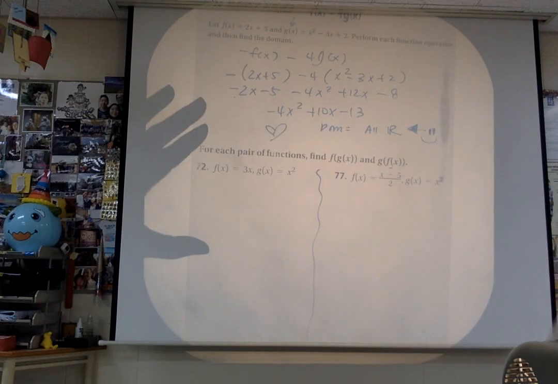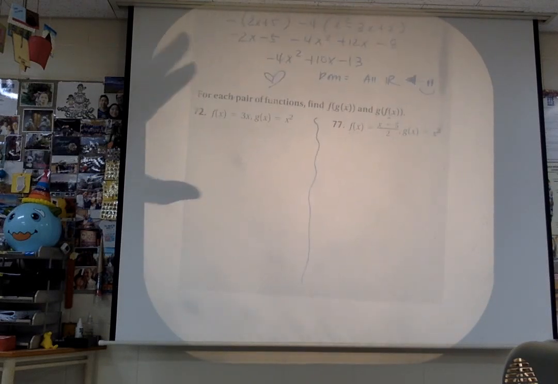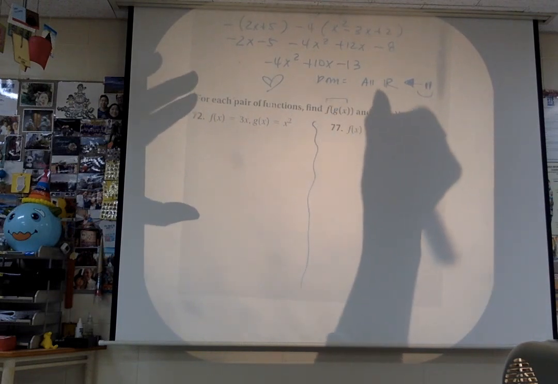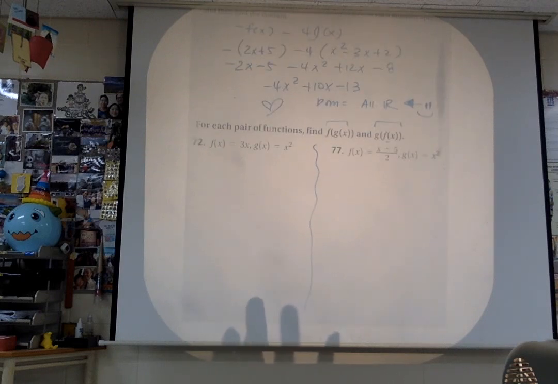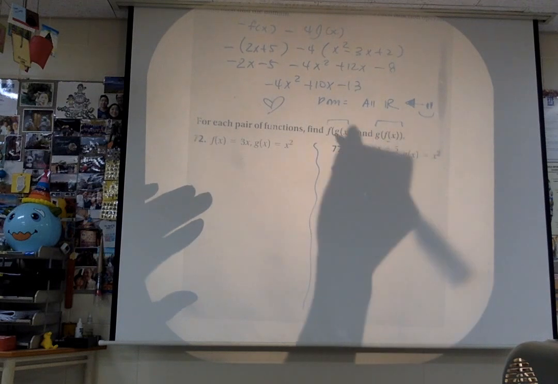Now, if you want, go ahead and try these two on your own, okay? But all they want you to do is find f of g of x and g of f of x. And we're going to see if they're the same shape or they're not. Okay? And we just proved earlier in the example that they are not. But let's just check anyways, okay?